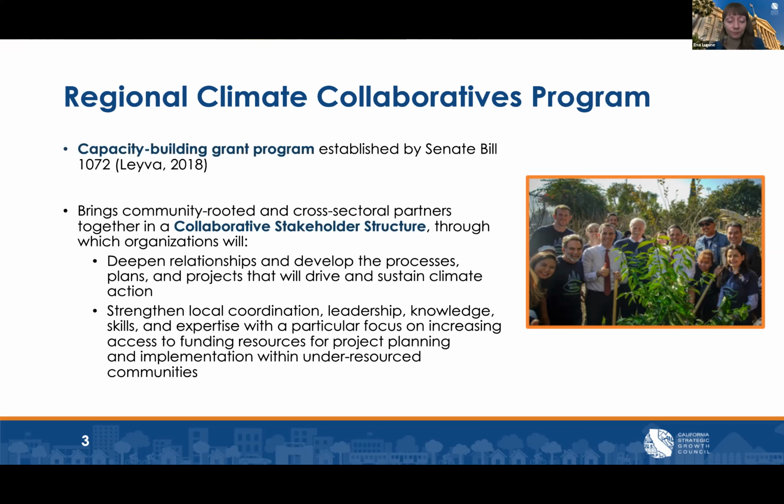It funds cross-sectoral networks of partners in under-resourced communities to help them access funding and help to advance their climate solutions. The program requires the creation of a collaborative stakeholder structure of partners who are working on these two overall buckets of activities. The first is focused on deepening relationships and developing processes, plans, and projects that will drive and sustain climate action. And then there's also a body of work related to strengthening local coordination, leadership, knowledge, skills, and expertise, with a particular focus on increasing access to funding resources for project planning and implementation within under-resourced communities.